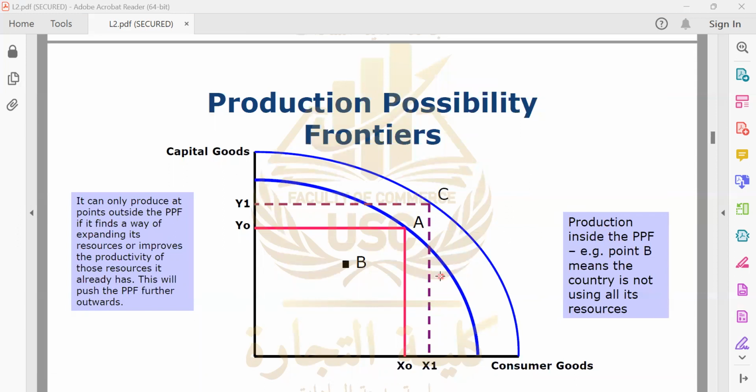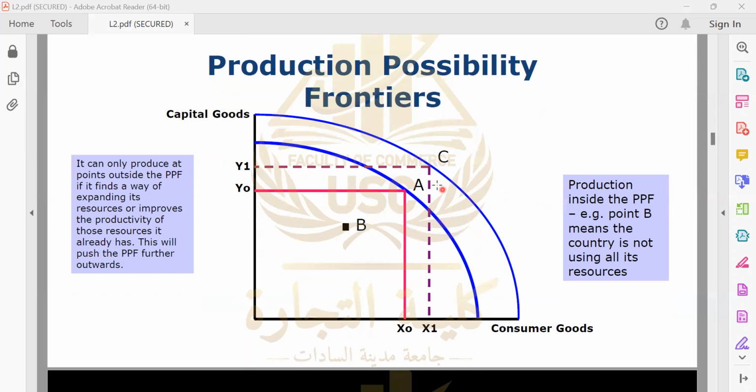Production inside the PPF is not efficient, it's not using all these resources. So we have the old PPF and the new PPF. The points on the old PPF are considered inefficient points because we have a new level of efficiency. The points inside the curve show us inefficient points, the points on the new curve show us efficient points, and the points outside the curve show us unattainable points.